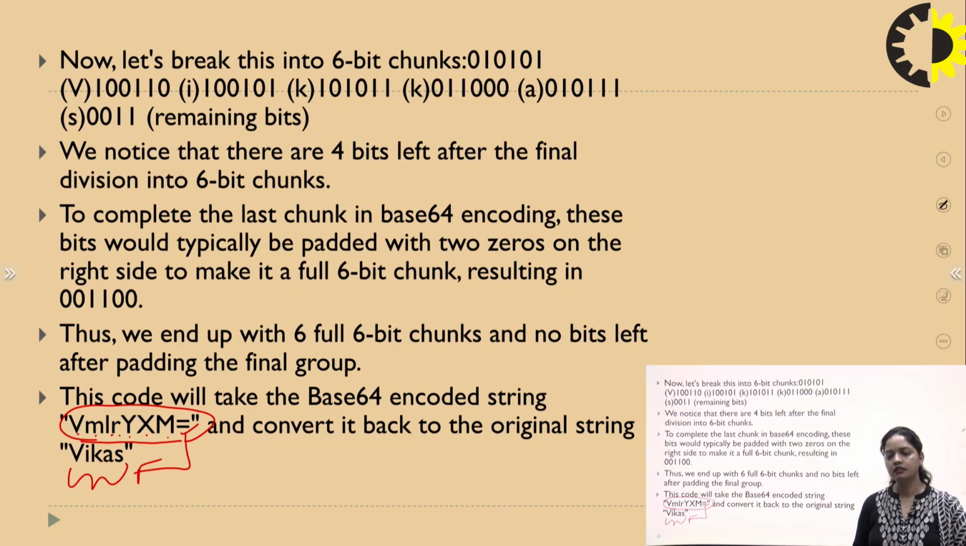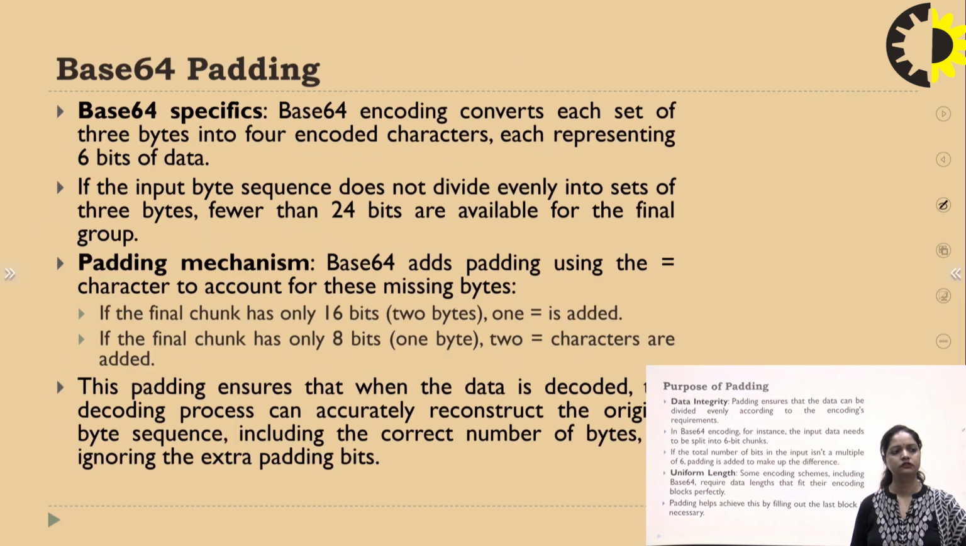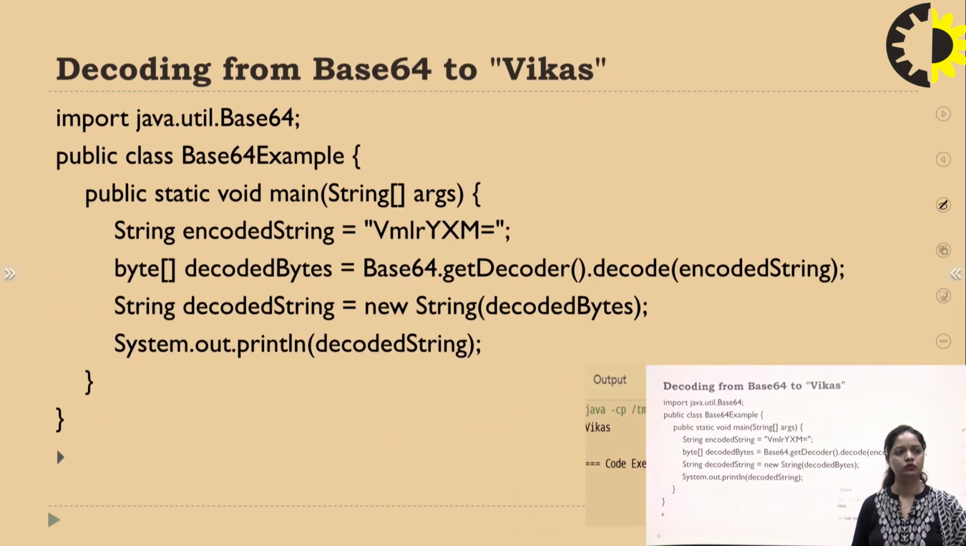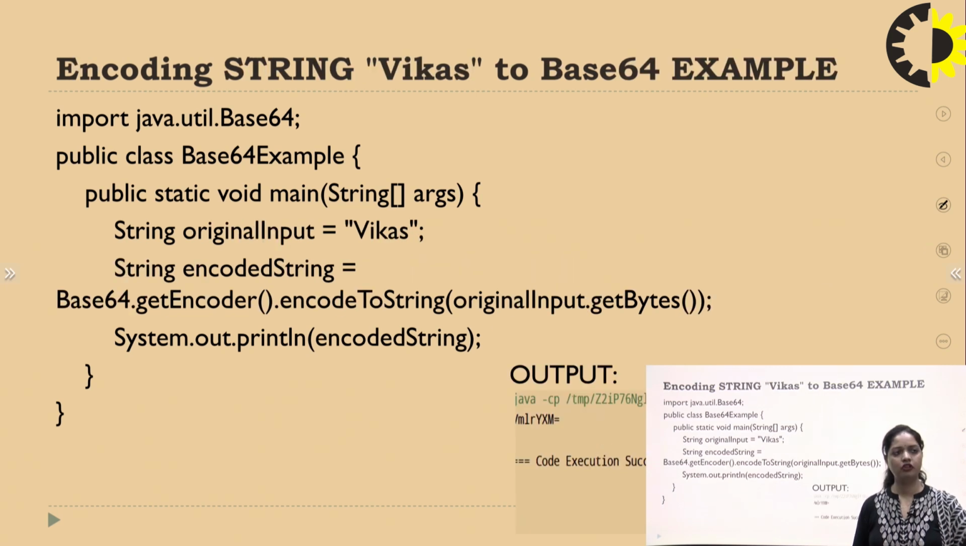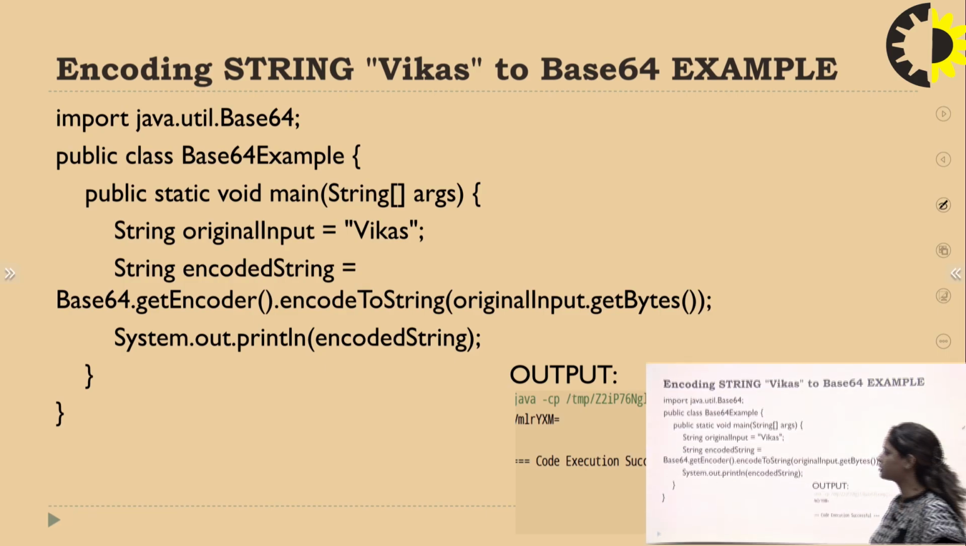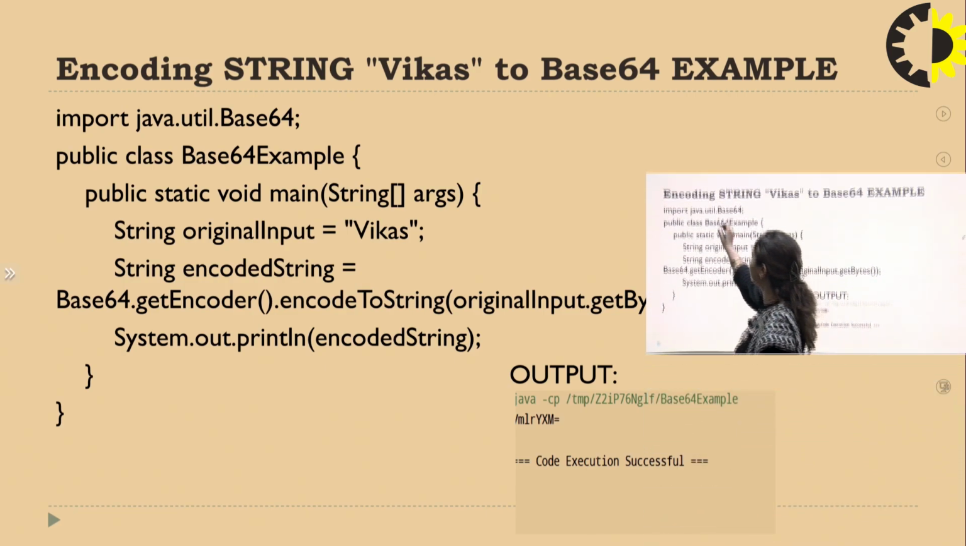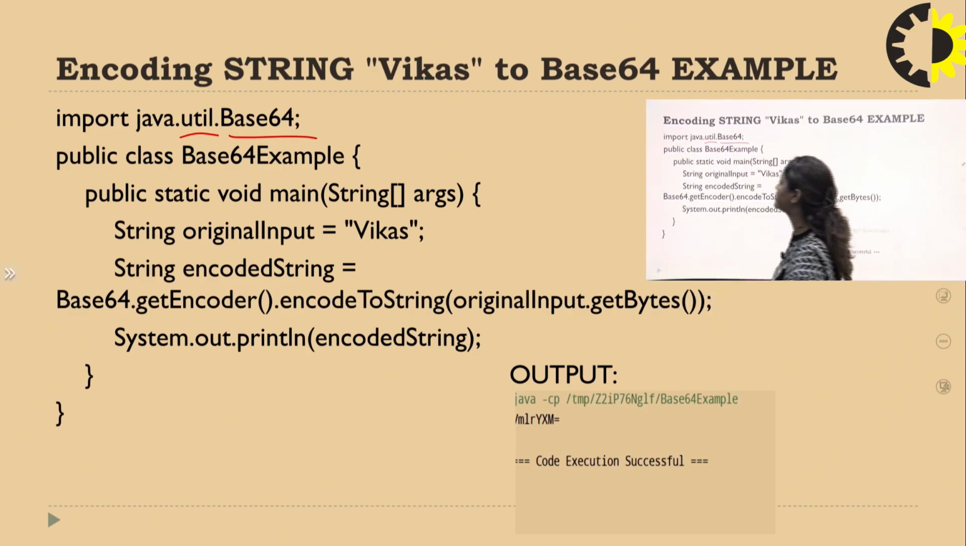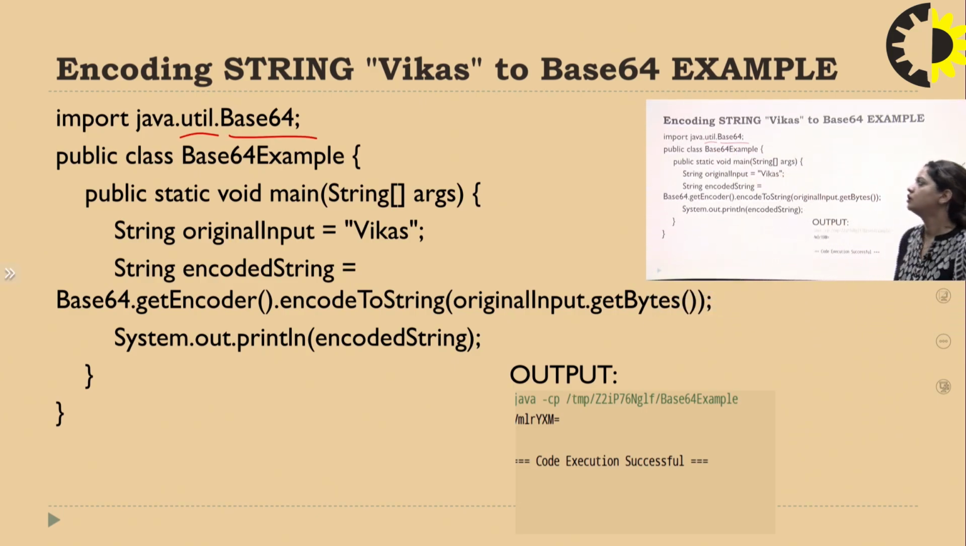The original manual technique will be implemented with the algorithm in the form of a program in Java, which will be done automatically. Let's have a look at that program. So this is the program for encoding the string Vikas to base64. For doing so, as I told you earlier, we need a utility package holding the Base64 class in a Java package. Okay, we need to import it.